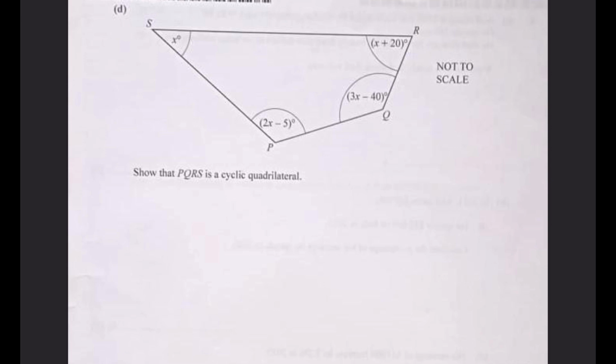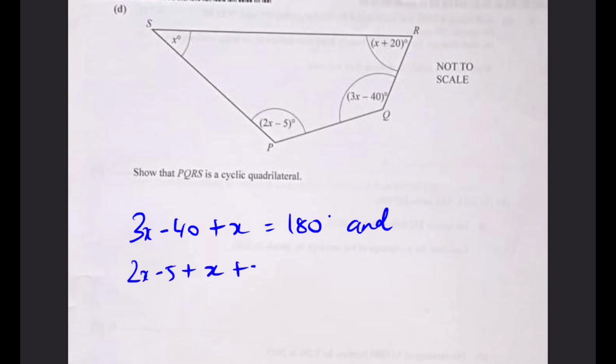And there's a property that opposite angles add up to 180 degrees. That means these two add up to 180 degrees and these two add up to 180 degrees. So 3x minus 40 plus x equals 180 degrees, and 2x minus 5 plus x plus 20 equals 180 degrees. If both of these give the same x value, that means it is cyclic. First we'll solve that one, and then we'll do the second one.